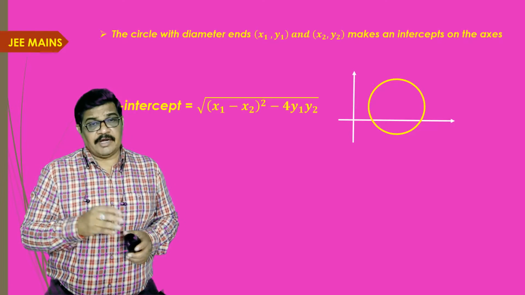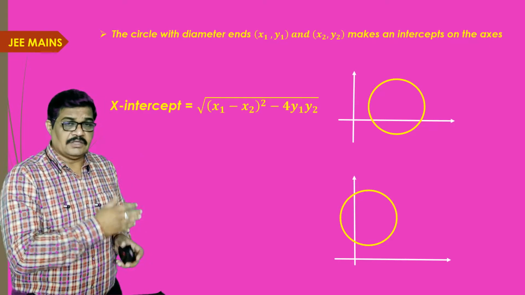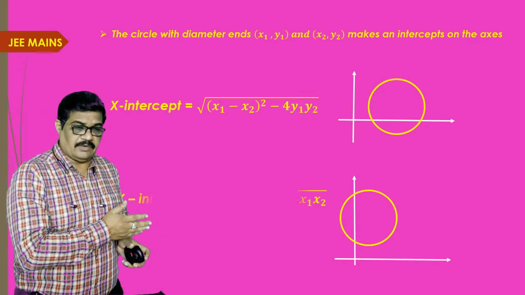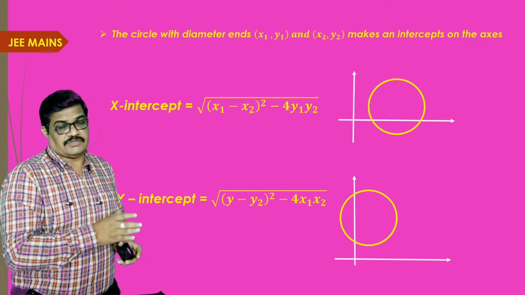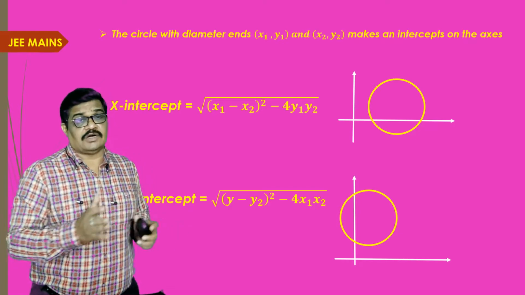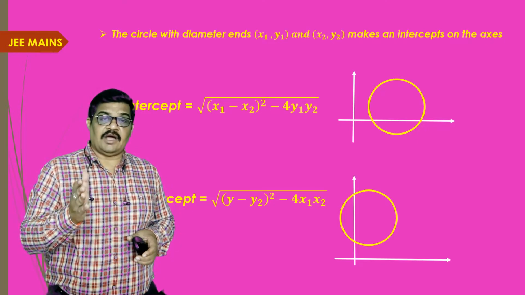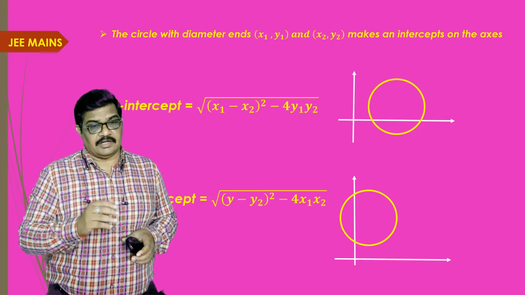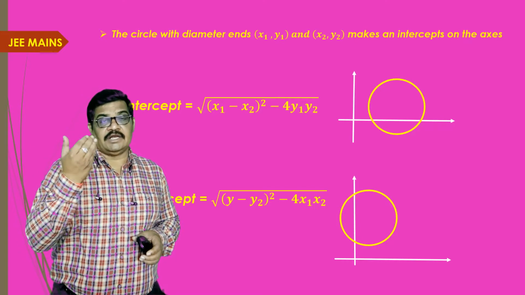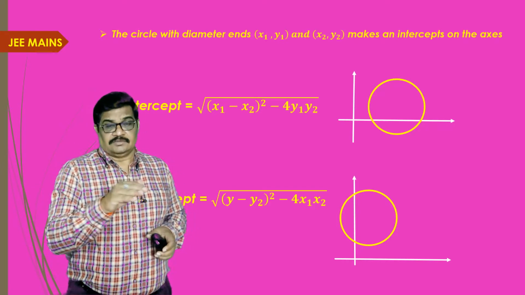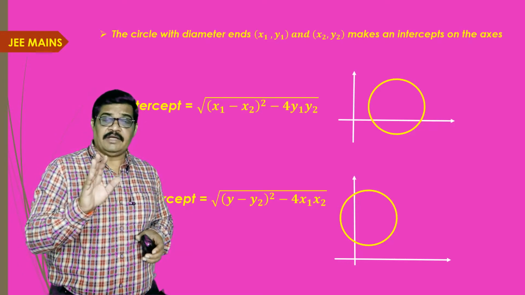So the endpoints of the diameter of the circle are given. Next, see another formula. The y-intercept is equal to square root of (y1 minus y2) whole square minus 4 x1 x2. This is the shortcut formula for finding the intercepts made by a circle whose diameter endpoints x1, y1 and x2, y2 are given. That circle makes the x-intercept and y-intercept, and these are the formulas for finding them.